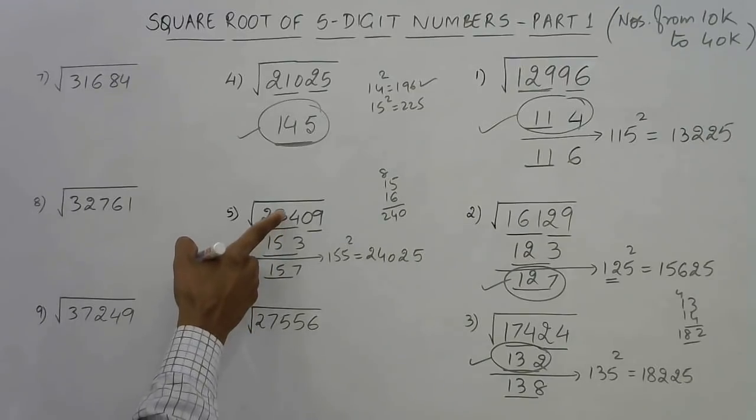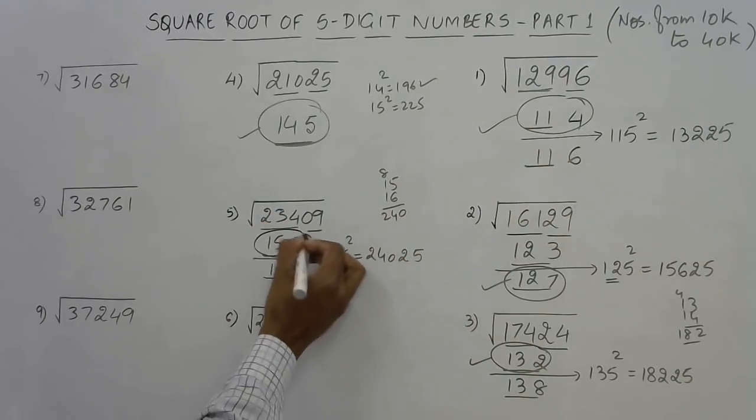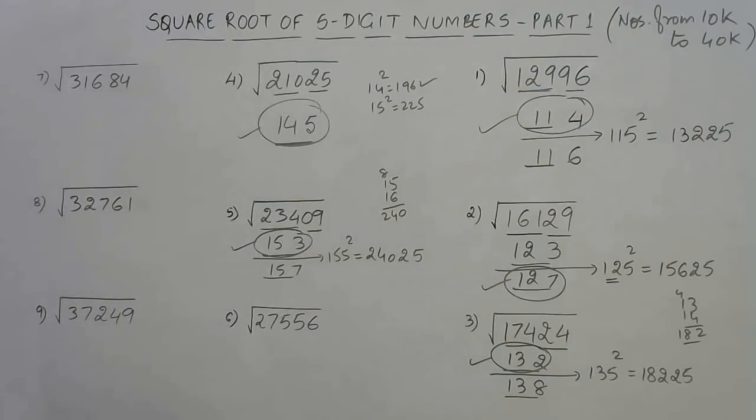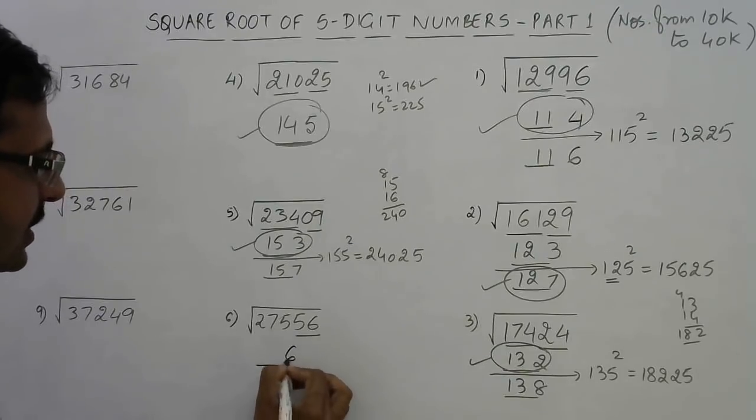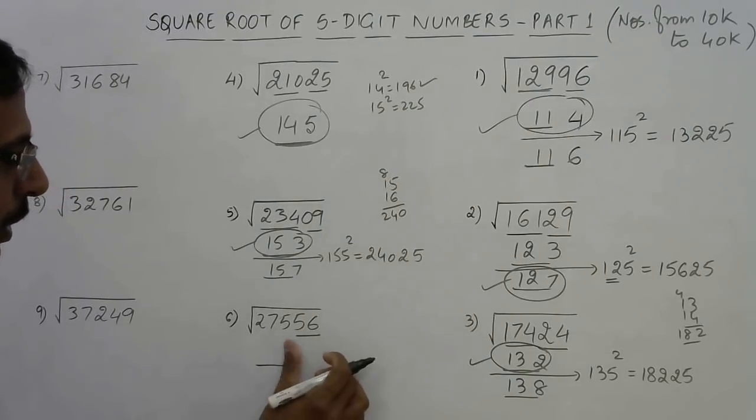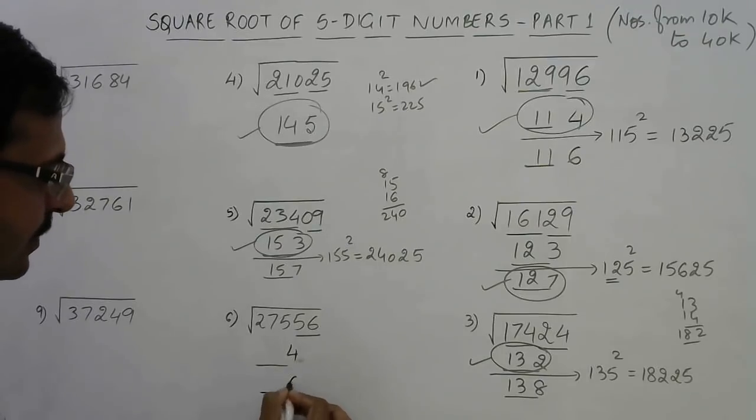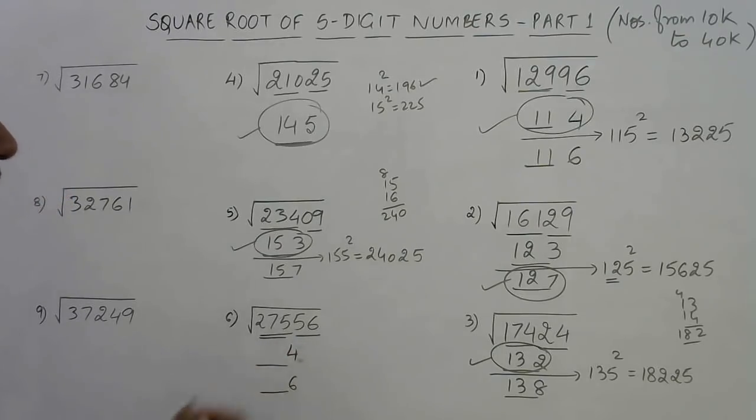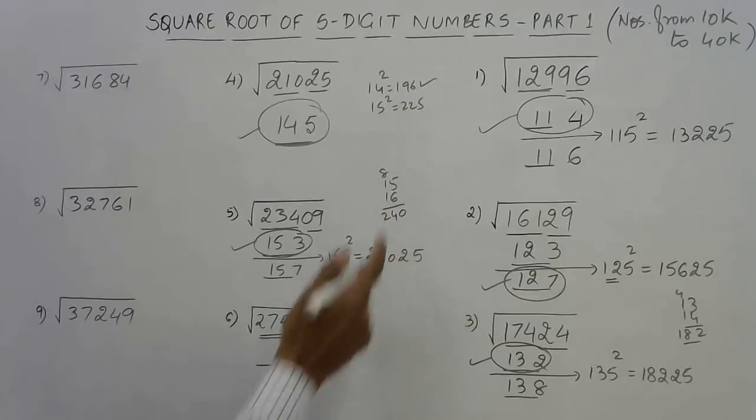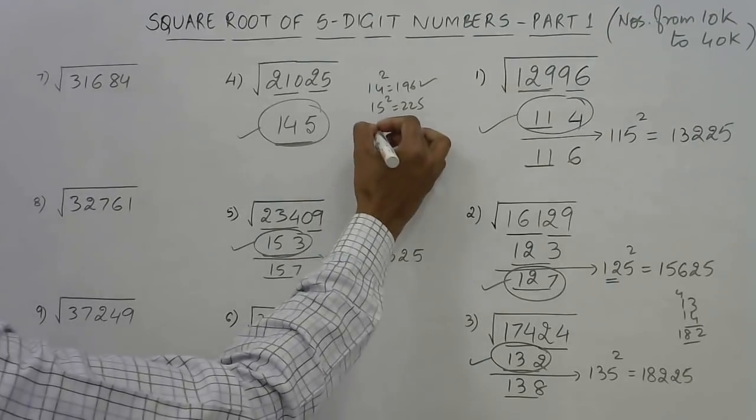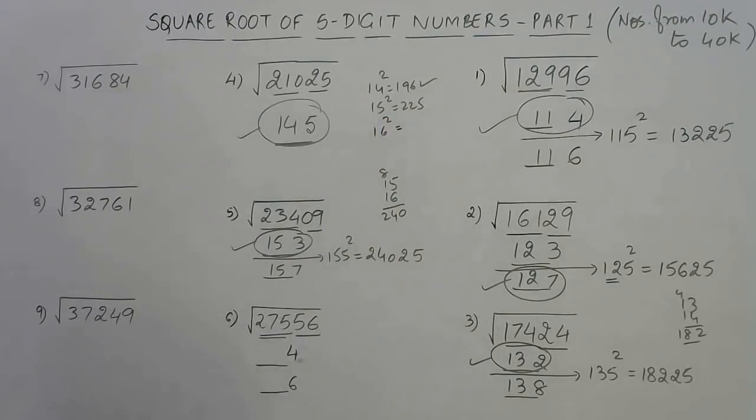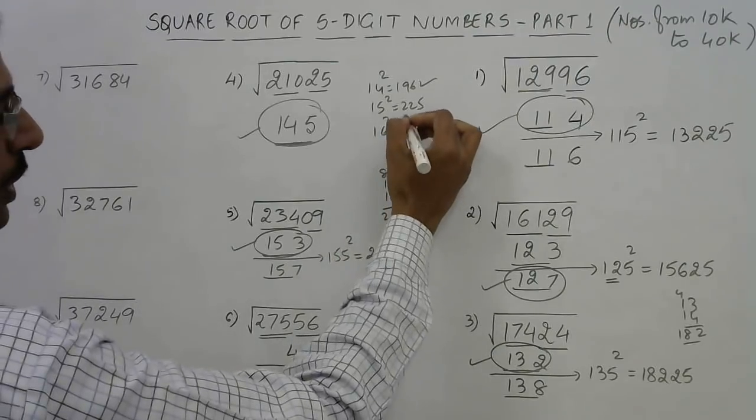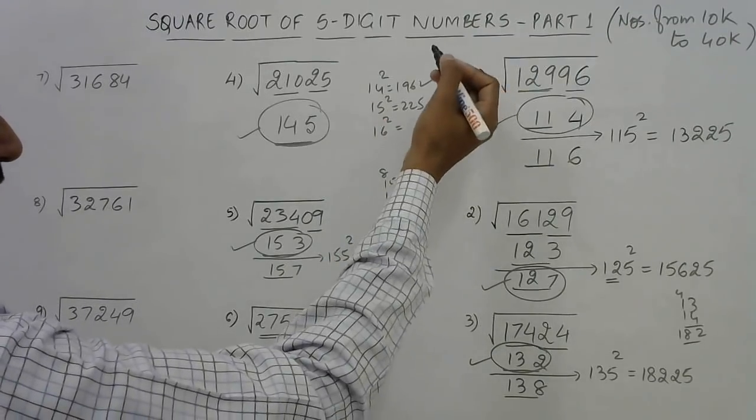Now observe that this number is smaller than this. So our answer is the smaller one, 153. Let's see more examples. 256. So just like this question, this is ending with 6. So our answer will either end with 4 or end with 6. 275. We have already taken 15 square as 256. Do you know what is 16 square? 17 square is 289.